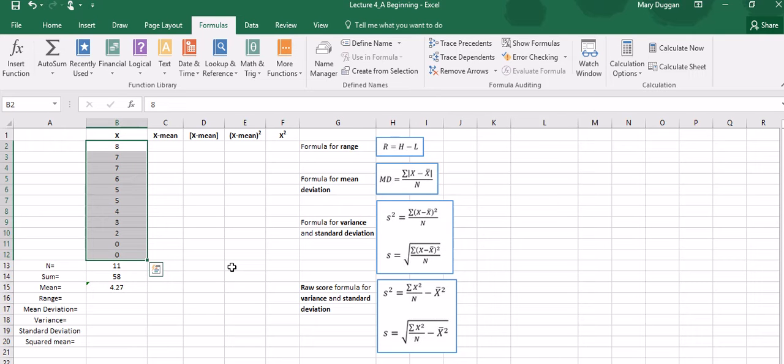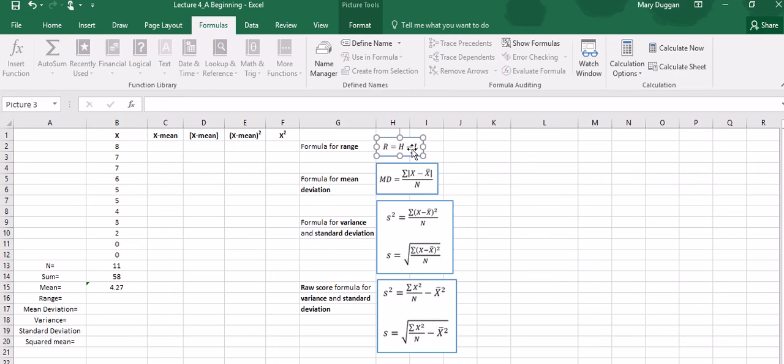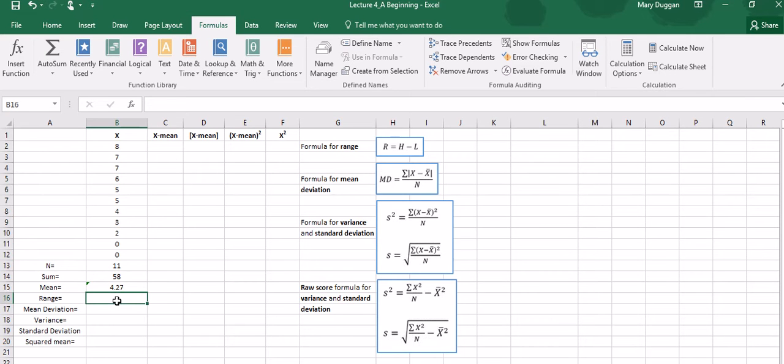And the first measure of variability we're going to discuss is the range. And the formula for range can be seen right here. Range equals the highest score minus the lowest score in a distribution. And so I'm going to calculate that for this distribution. As you can see, we've already arranged the scores from highest to lowest, so I know which is the high score and which is the low score. So I'm going to say equals the high score minus the lowest score. And that gives us a range of 8.